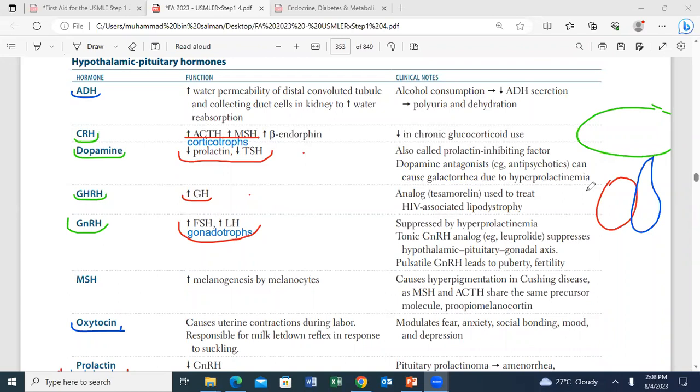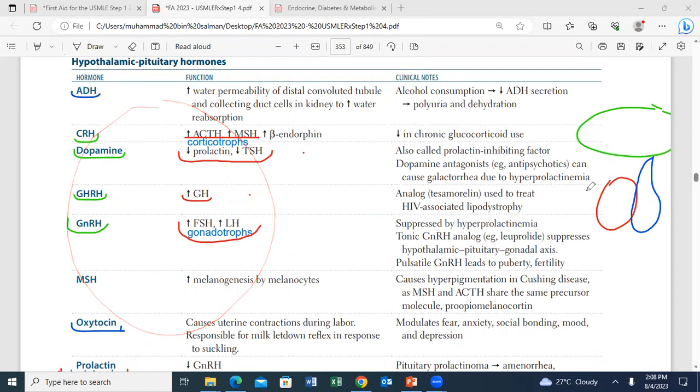In this video, we will discuss the different hormones released by the hypothalamus and the pituitary gland, including the anterior pituitary and the posterior pituitary. Then we will individually discuss the growth hormone, the antidiuretic hormone, and prolactin. So let us start with an introduction to all these hormones.